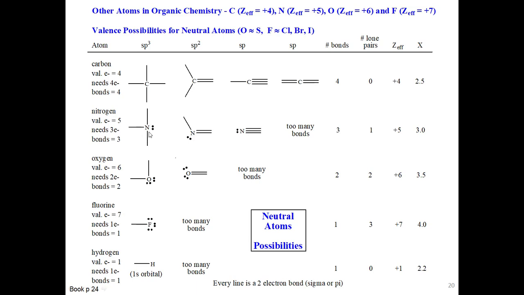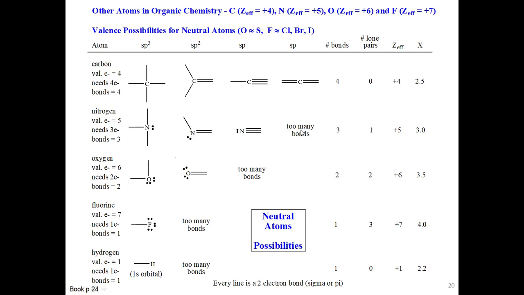So nitrogen can make 4 groups. One of them has to be a lone pair, all single groups. That would be sp3. Nitrogen could have a double bond, so that would be sp2. The lone pair would have to be an sp2 hybrid orbital. Nitrogen can have 2 pi bonds, that would be linear, and then the lone pair would be an sp hybrid orbital. We can't really make 4 bonds with nitrogen if it's neutral.